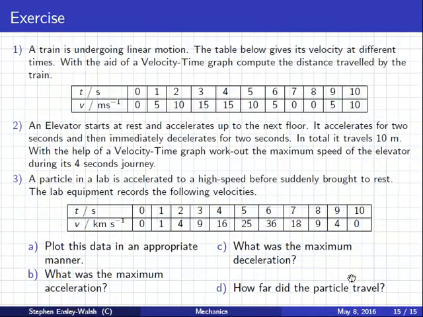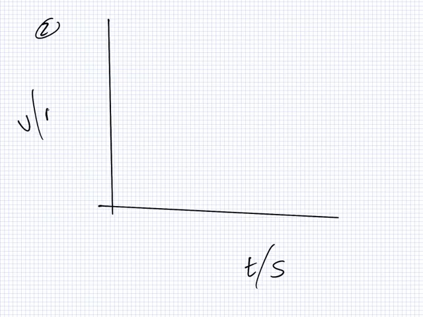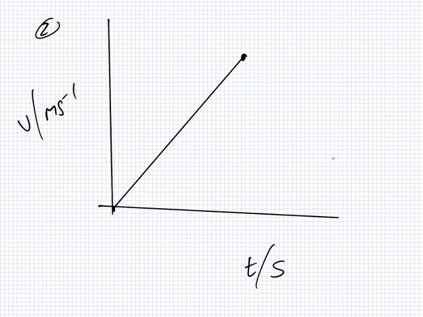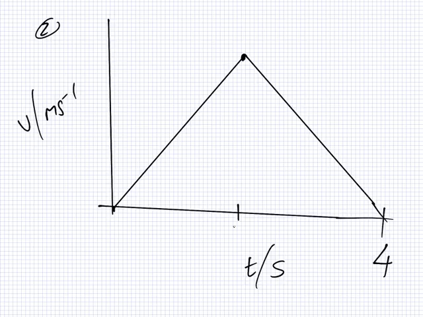Yeah. Right, now, number 2 is more interesting. An elevator starts at rest and accelerates up to the next floor. It accelerates for 2 seconds, then immediately decelerates for 2 seconds. Total, it travels 10, and it's a 4-second journey. So what's happening here in number 2, we have something that travels for 4 seconds. It accelerates, and then it immediately decelerates, and it accelerates for 2 seconds. So that means it must also decelerate for 2 seconds, because I tell you the total is 4, don't I? So that's a 2 there.